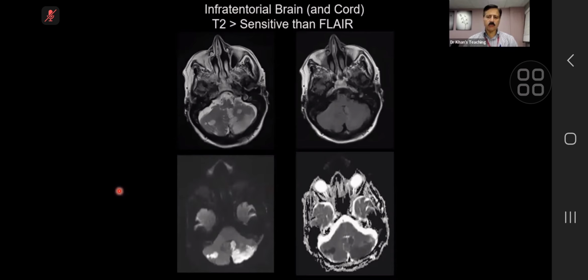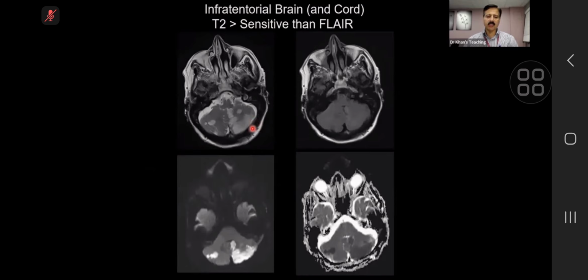Coming back to the flare sequence, please remember that flare sequence is the most sensitive sequence to pick up white matter abnormalities. We know that, MS, etc. But in infratentorial brain, T2 is a more sensitive sequence than flare. This is a take-home point.